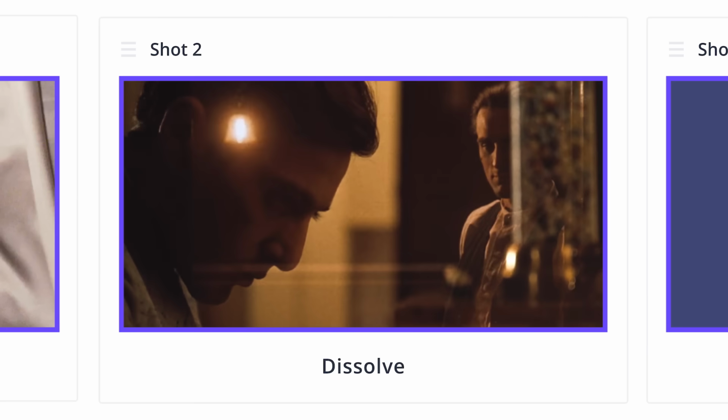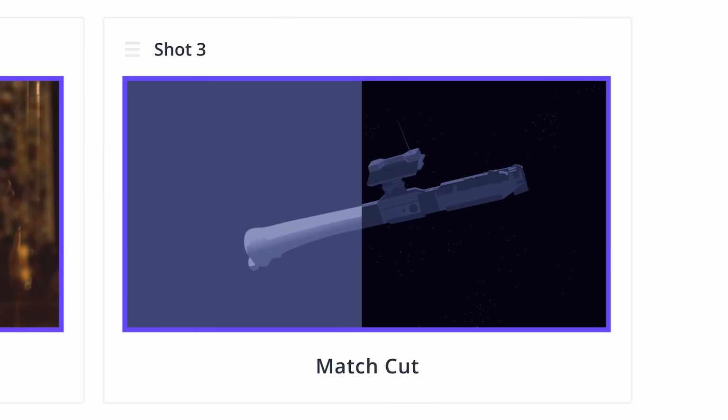Another type of transition that draws connections between two shots in a less gradual way is the match cut.